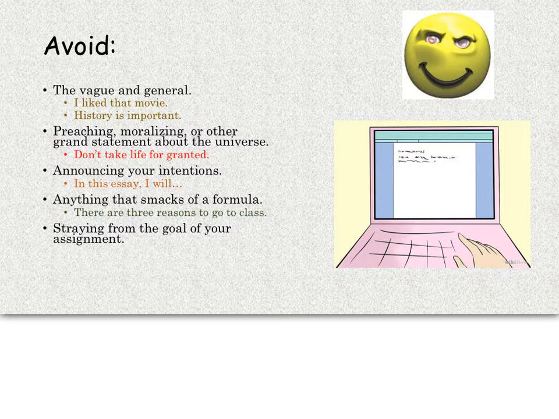History is important. That's a very general statement. It's also something that you would need more than an essay to prove, right? If you really wanted to make that argument solid, you probably need some more. Avoid preaching, moralizing, or grand statements of the universe. Don't take life for granted. Gee whiz. That's special. It's also a Hallmark card.